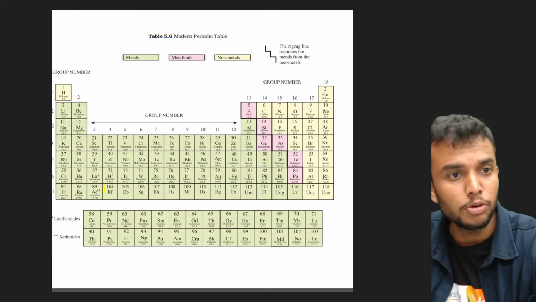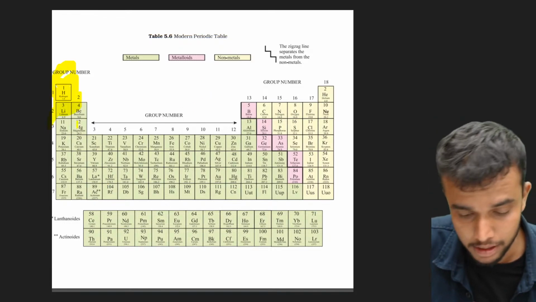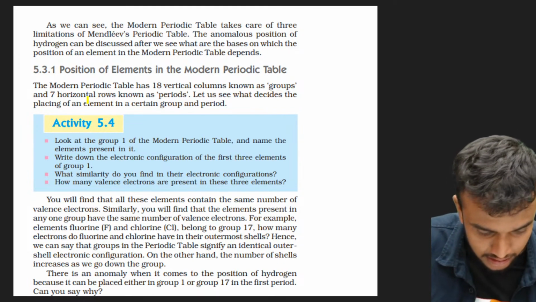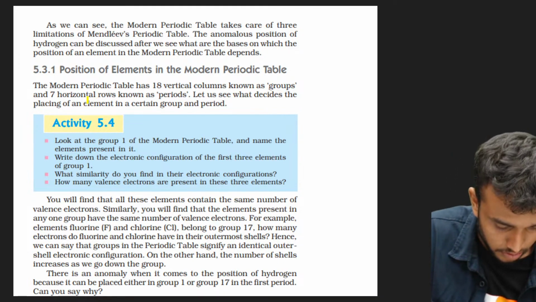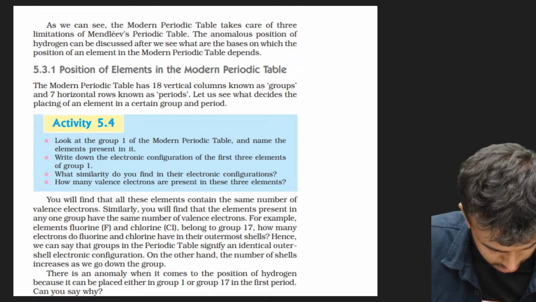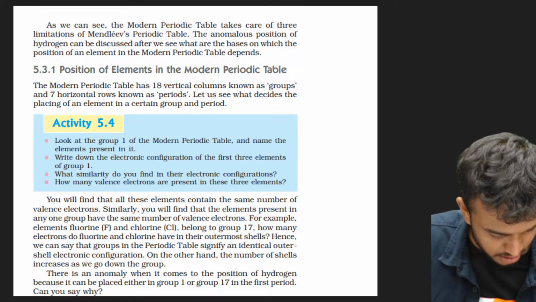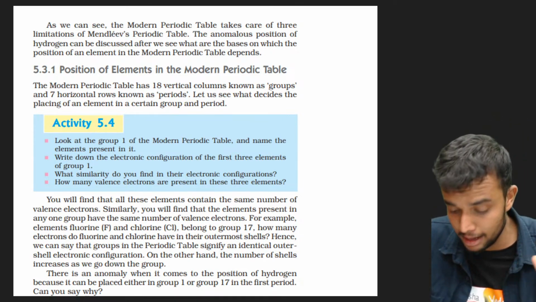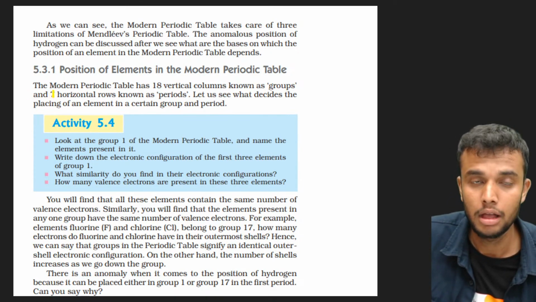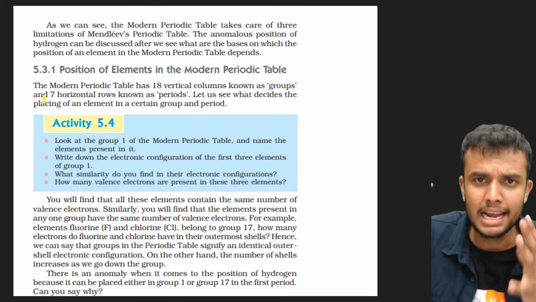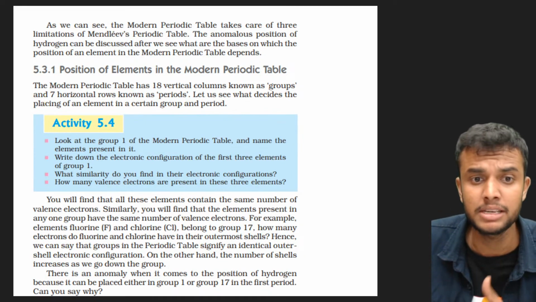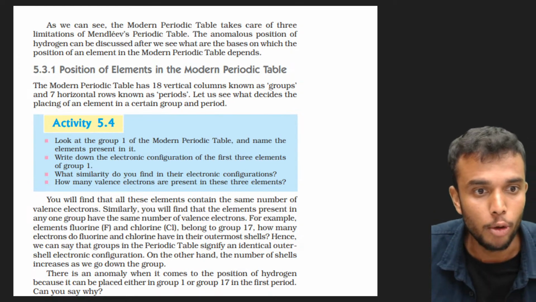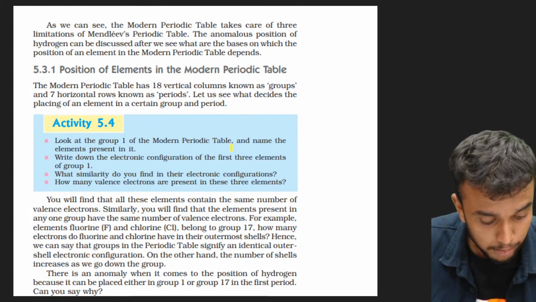Okay, next, let's move to this one. This is the modern periodic table. Then let's discuss the position of elements in the modern periodic table. We already know Moseley arranged the elements in the periodic table in increasing order of their atomic number, not the atomic mass. Atomic number, my dear students.